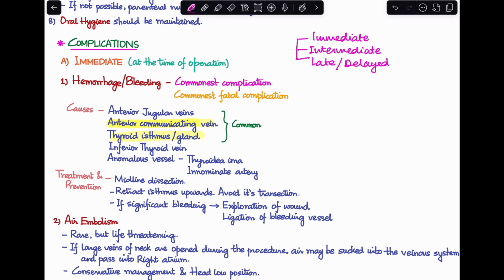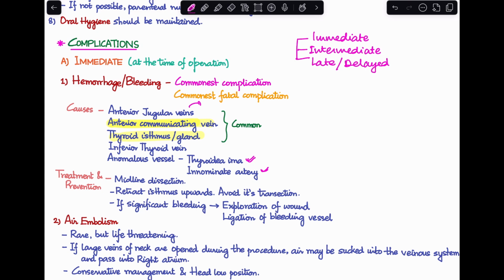The anterior jugular veins are usually found right on either side of the midline while you are doing the first few steps of tracheostomy. I have mentioned this when I discussed all the steps of tracheostomy. Other than this, we have the inferior thyroid vein also, which can be injured. And if there is any other anomalous vessel, like the thyroidea ima artery or the innominate artery, these can also get injured. These are the various causes why we may encounter bleeding during the time of tracheostomy.